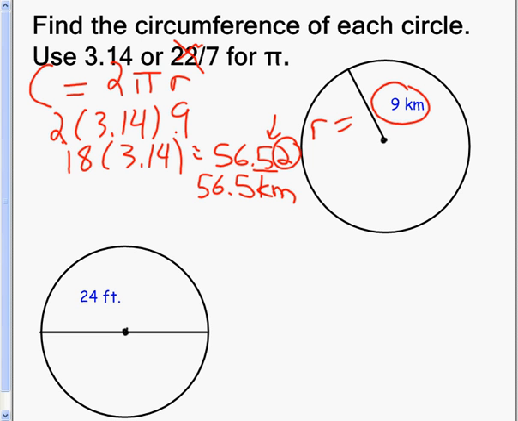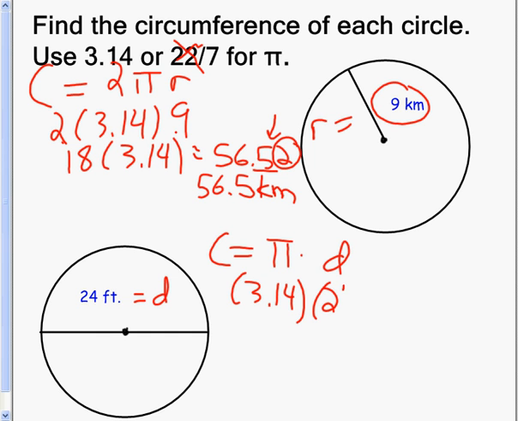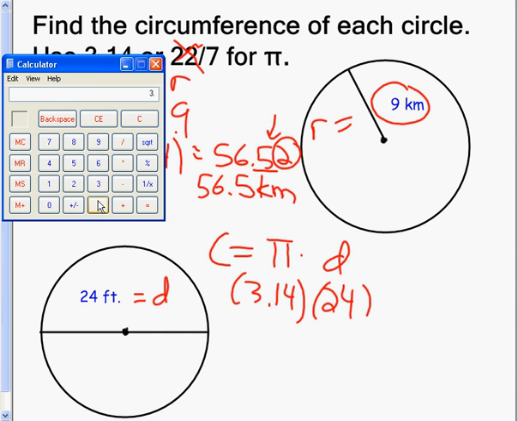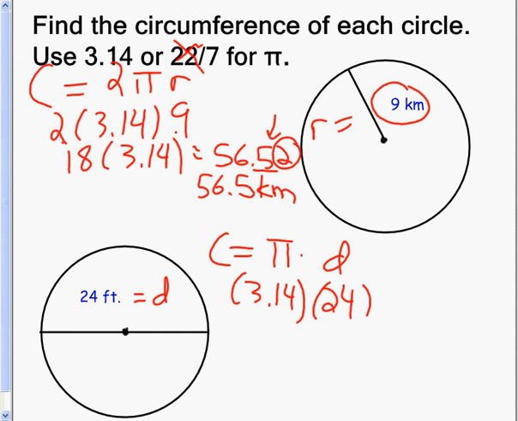Last problem is 24 feet. Notice that it goes all the way across, so this one is then identified as our diameter. So circumference is going to be pi times diameter. So we're going to fill in what we know with 3.14 times 24. We'll use our calculator one last time. 3.14 times 24. I get 75.36. The 6 is greater than or equal to 5, so we round up to 75.4 feet.